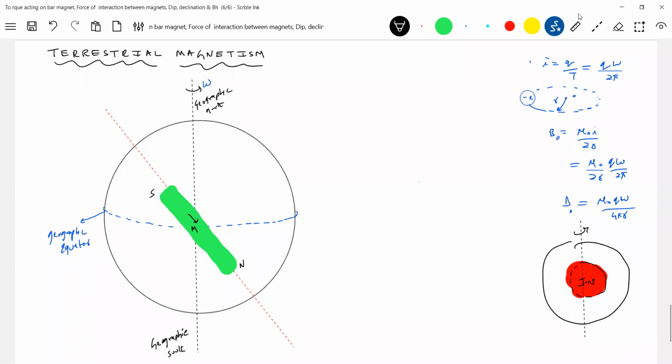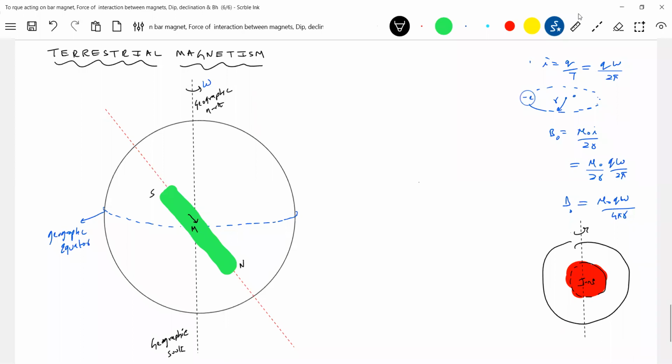Is there any bar magnet inside? No, I'm telling this one: the rotating ions inside the core of the Earth will produce a magnetic field. Since I know all the mathematics related to a bar magnet, I'm replacing the Earth's dipole moment by a bar magnet here, which I'll place at the center. It's a very big giant magnet, and its dipole moment will be directed in this direction.